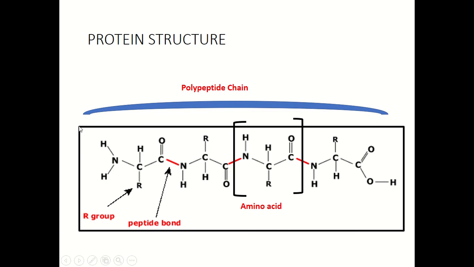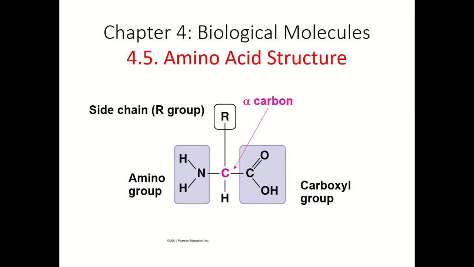Here is an example of a polypeptide chain. We have one amino acid over here, second amino acid, third and fourth amino acid, all of which are linked together by a peptide bond through dehydration process. And this is the amino acid structure, the monomer of polypeptide.